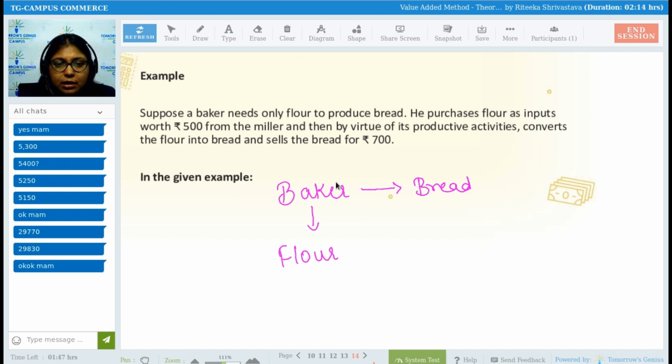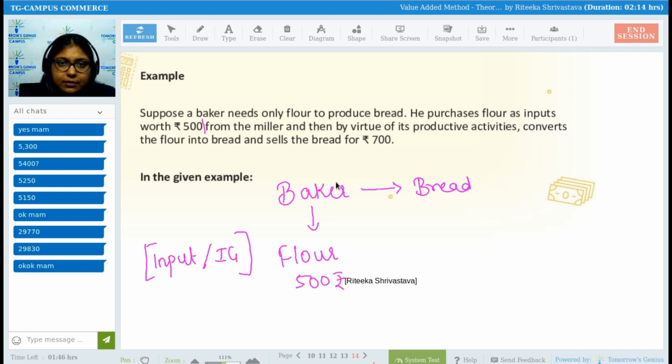Next, he purchases flour as input for 500 rupees from the miller. So flour is an input, or you can say an intermediate good, for the baker. He has purchased this flour for 500 rupees, and that flour is nothing but the intermediate good of the baker. He has converted that flour into bread and sells the bread for 700 rupees.